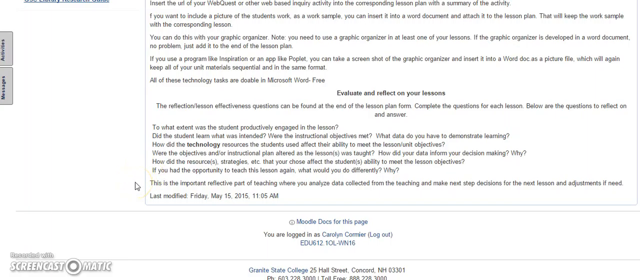So this is a really important reflective component of teaching, and it's to help you get into the practice of monitoring student feedback, monitoring their learning throughout the unit, and not waiting until that summative process to evaluate their learning.